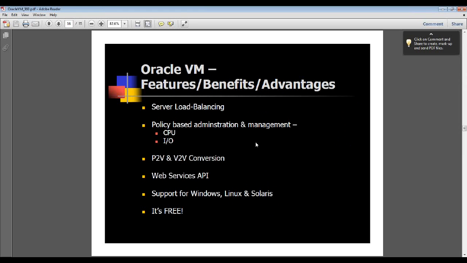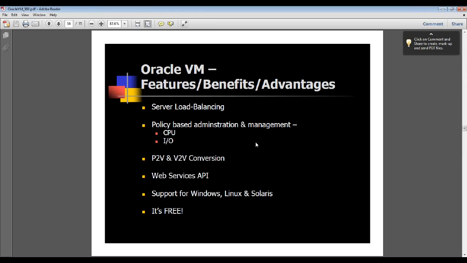functionality, including P2V and V2V, which stands for physical to virtual and virtual to virtual conversion of your existing virtual machines in other hypervisors such as VMware. So if you have VMware, you can easily migrate to Oracle VM using these utilities and tools, thereby saving license costs, because Oracle VM is free. You only pay for support.